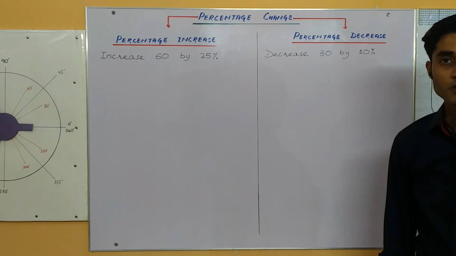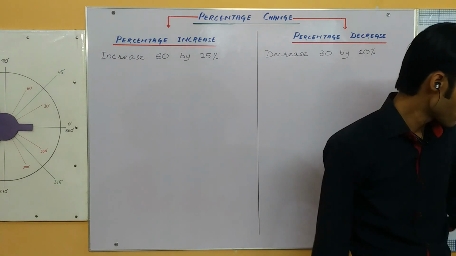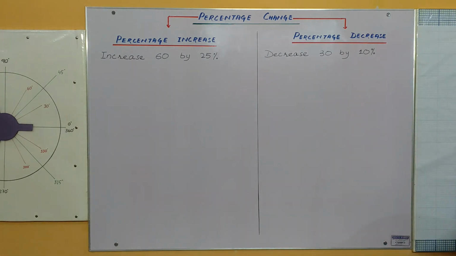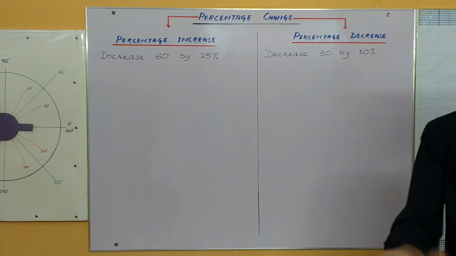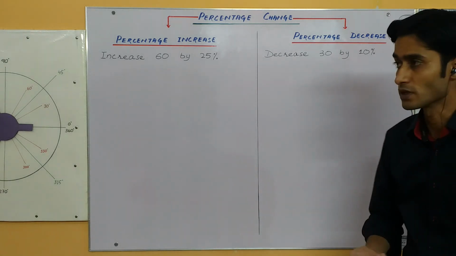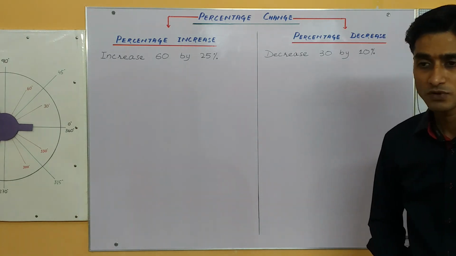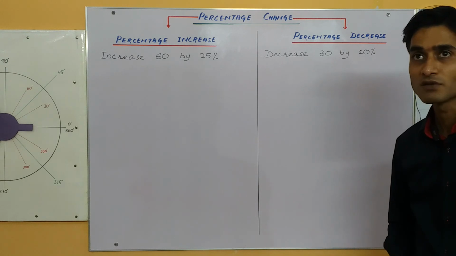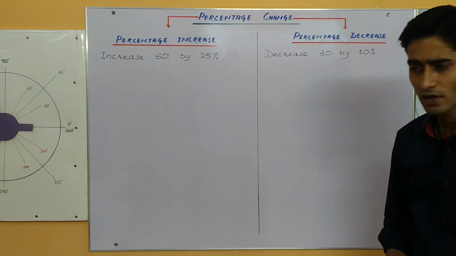Now in this video we are going to discuss percentage change. Suppose you have a certain amount of money and that amount is going to increase or maybe decrease by a certain percentage. For instance, I have 50 rupees in my pocket and I am saying that there is an increase of 5 rupees. So the amount becomes 55.